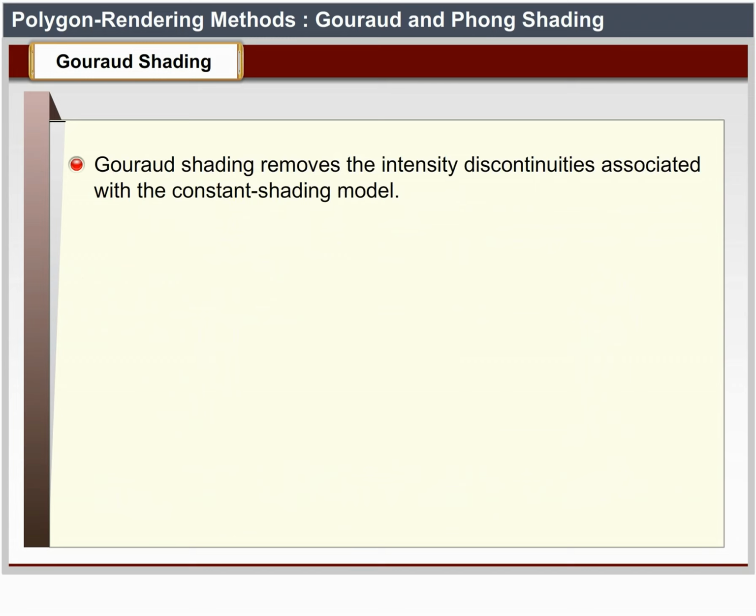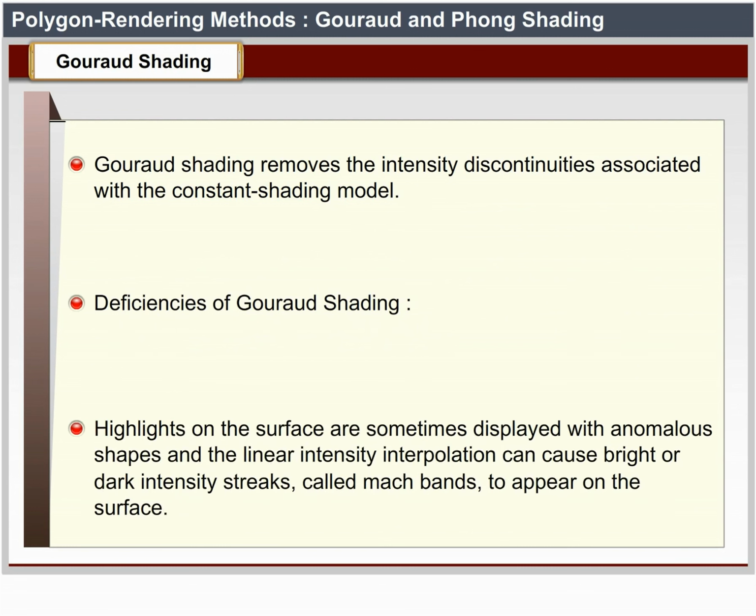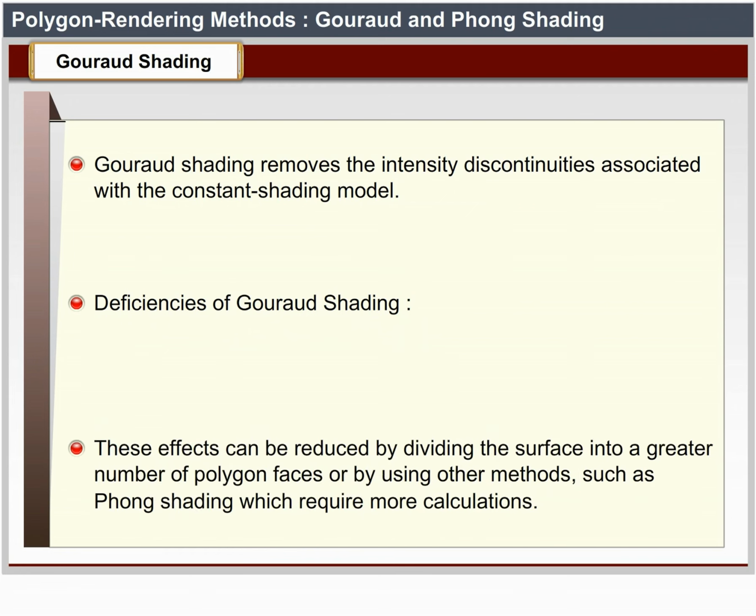Deficiencies of Gouraud shading. Highlights on the surface are sometimes displayed with anomalous shapes, and the linear intensity interpolation can cause bright or dark intensity streaks, called Mach bands, to appear on the surface. These effects can be reduced by dividing the surface into a greater number of polygon faces or by using other methods such as Phong shading that require more calculations.